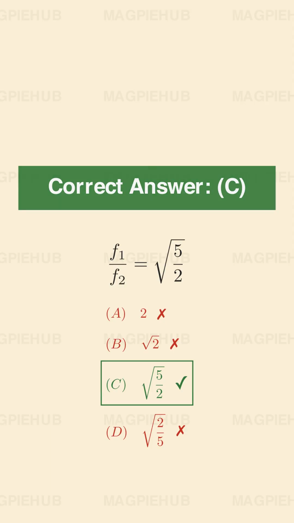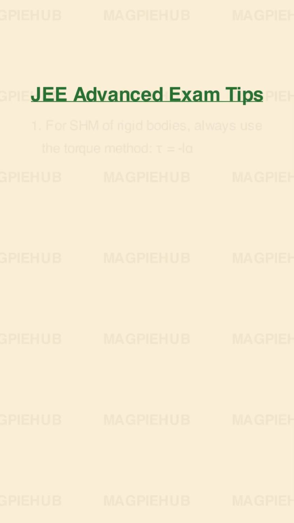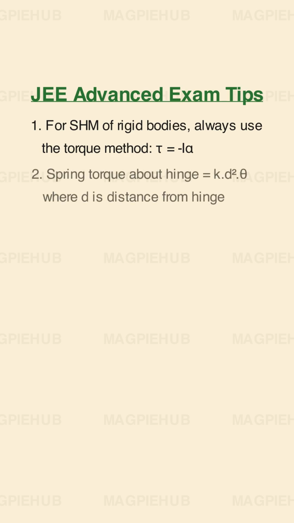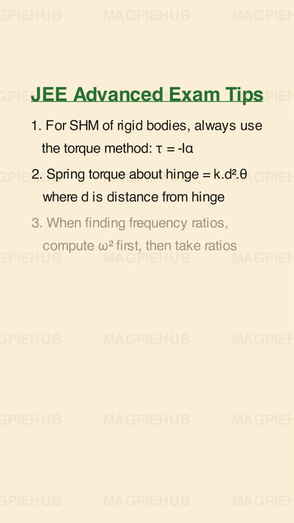Excellent. Let us now look at some important exam tips. Tip 1, for simple harmonic motion of rigid bodies, always use the torque method. Write tau equals minus I alpha and identify the restoring torque. Tip 2, when a spring is at distance d from the hinge, its torque contribution is K times d squared times theta. The d squared factor is crucial. Tip 3, when finding frequency ratios, first compute omega squared for each case, then take the ratio and simplify. This avoids errors with square roots.